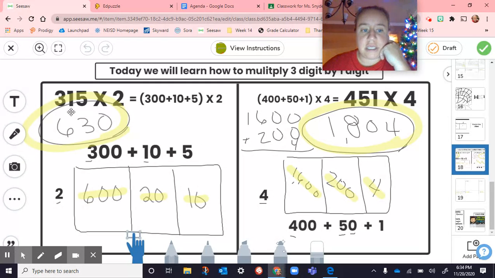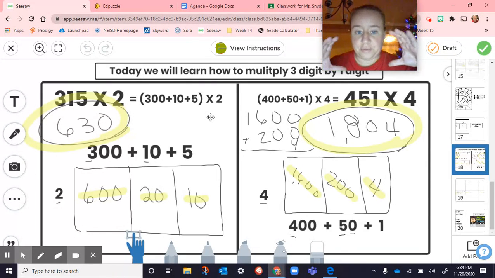So first step, you take your 315 and you break it down to 300 plus 10 plus 5 times 2. And we're putting all that in the parentheses so that it stays together, because this is where we got our 315. If we added that back up, we would still get 315. Then we write it and we make our box underneath.